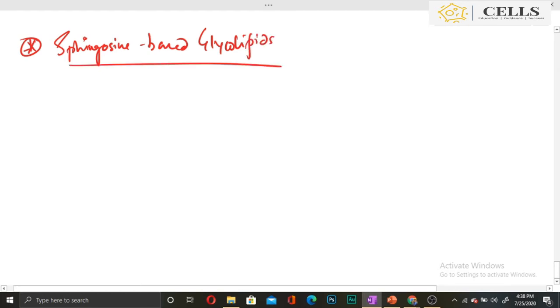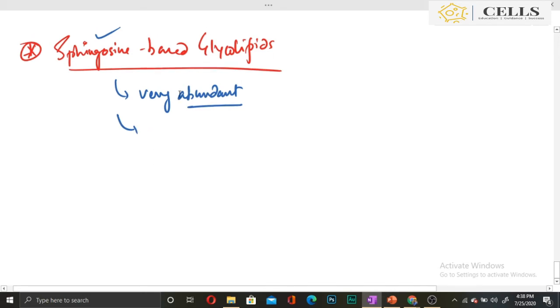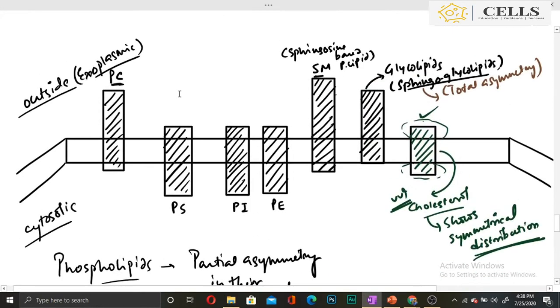That is actually the most important part: the sphingosine based glycolipids. Very important part. If you are going to deal with this, they are very abundant. I have also written in the first portion that the most common glycolipids are always sphingosine based glycolipids. I have also written here that the sphingosine based glycolipids show total asymmetry.